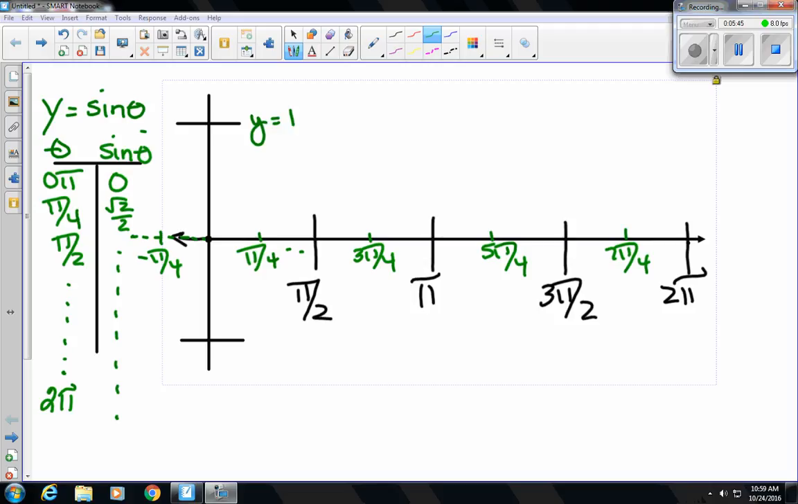And what about down here? You guys are awesome. Y equals -1. All right, now one more we got to label. What's this?